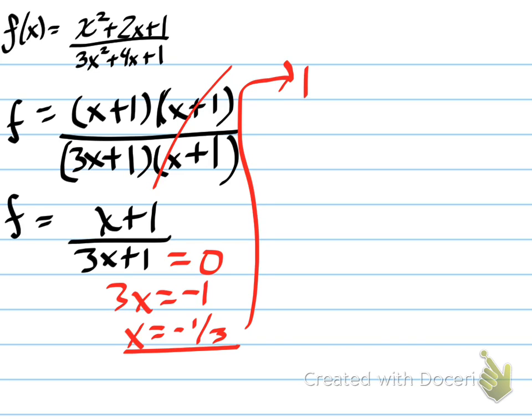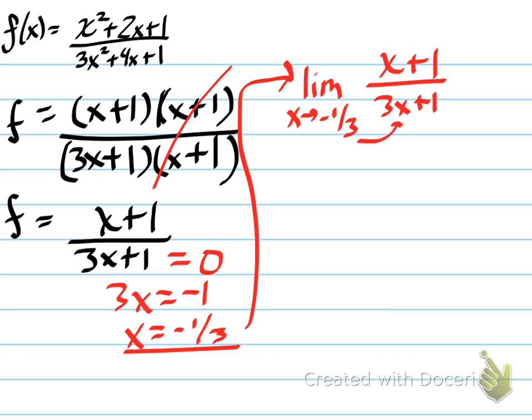So now that we have our candidate, let's take the limit as x approaches -1/3 of our new and improved function, our simplified form, which is x plus 1 over 3x plus 1. Now you'll notice if I plug -1/3 in here, I'm going to get 0 on bottom, and recall you cannot divide by 0. And we can't factor it anymore either, so we have to take a one-sided limit. So I'm going to choose to come at this from the left, but really any direction is fine.